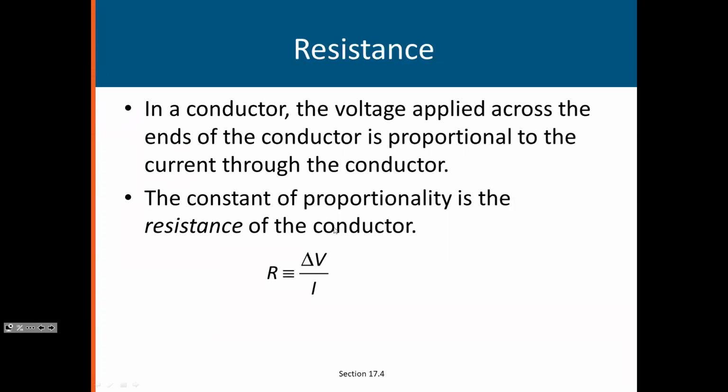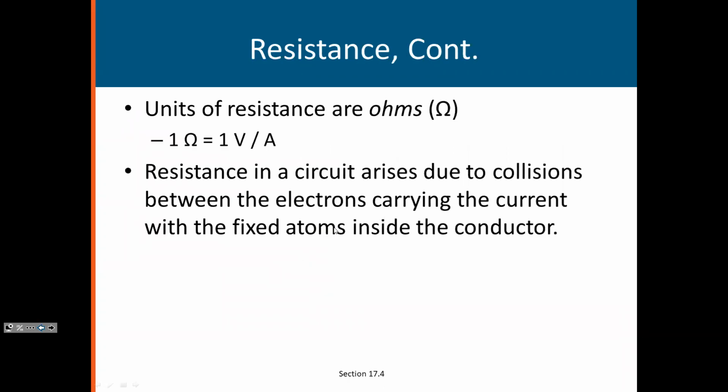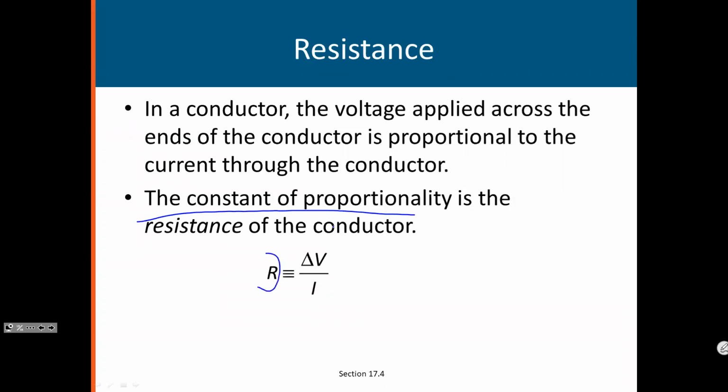How? Let's see. In a conductor, the voltage applied across the ends of the conductor is proportional to the current through the conductor. The constant of proportionality is called the resistance. We use the symbol R, so we say R is equal to the potential difference divided by the current.